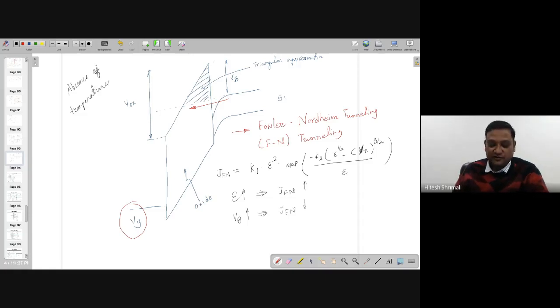What I mean to say is that with respect to temperature, the current does not change, and if the current does not change, the programmed value is not going to change, and that is what we wanted, because that's the ideal thing in our case.